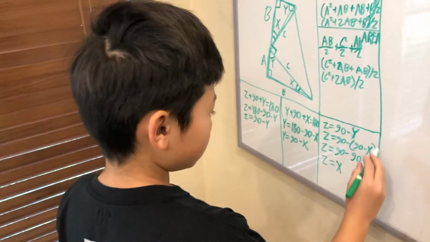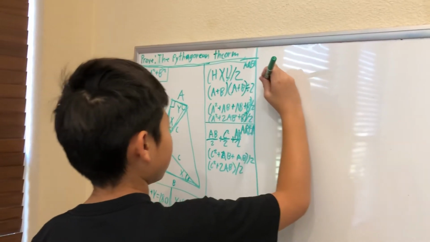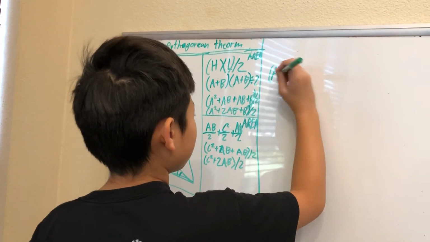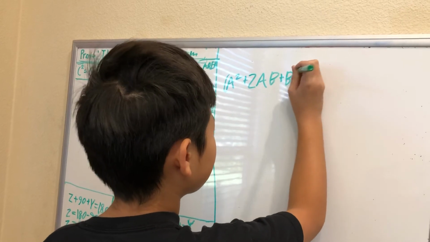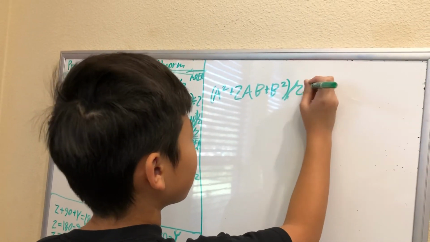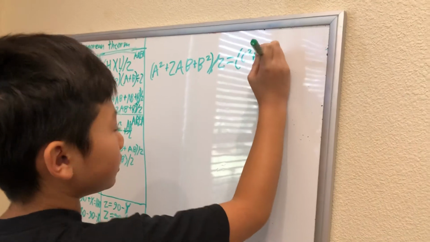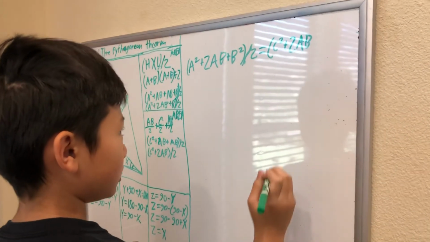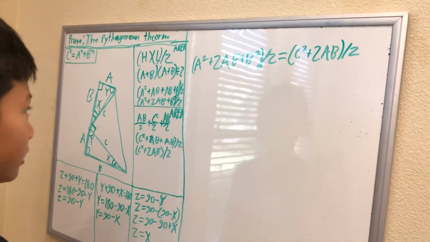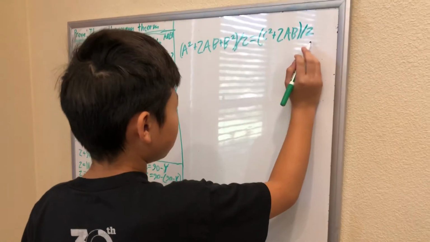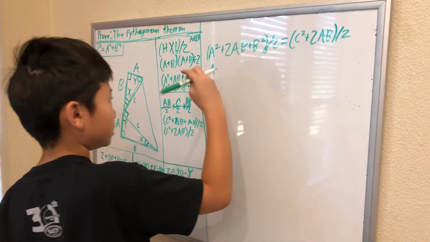Now we go to here. Now let's compare them. A squared plus 2AB plus B squared divided by 2 must be equivalent to C squared plus 2AB, because we were finding the same area, the same trapezoid. Now, we could drop the denominator of 2 since they are the same. And we could drop the parentheses.